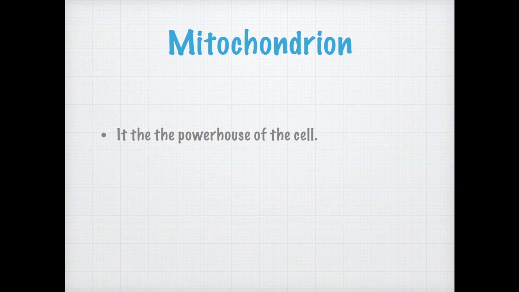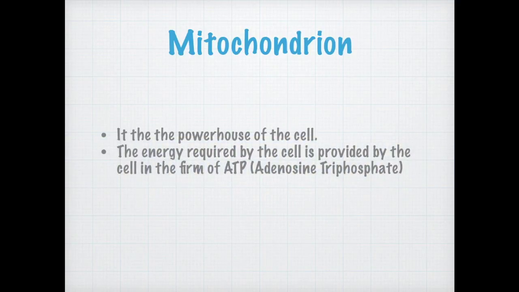Let's move on to the mitochondrion. The mitochondrion is basically the powerhouse of the cell. It is basically where all the energy of the cell is generated. Energy is provided to the cell in the form of ATP by the mitochondrion. ATP stands for adenosine triphosphate. For those of you who are wondering what ATP stands for, it is basically the energy currency of the cell. It is basically the form in which energy is transported in the cell.